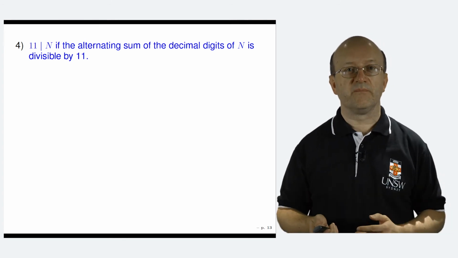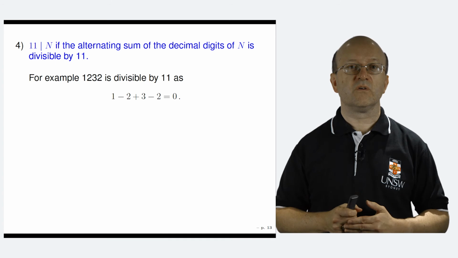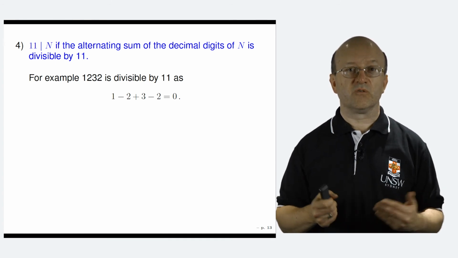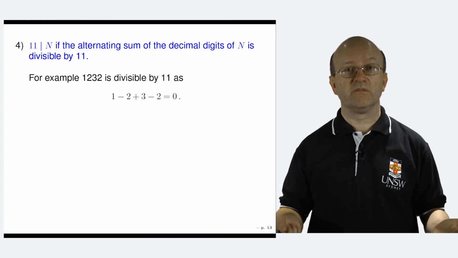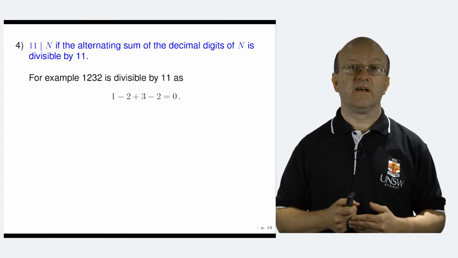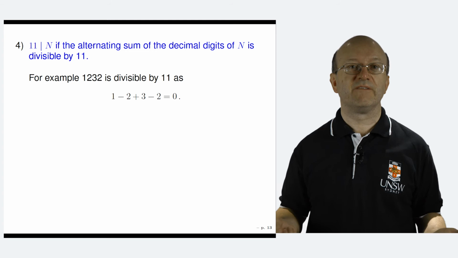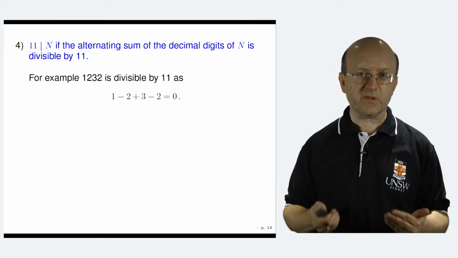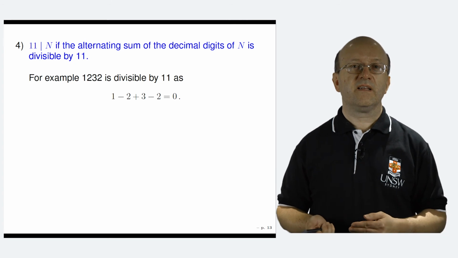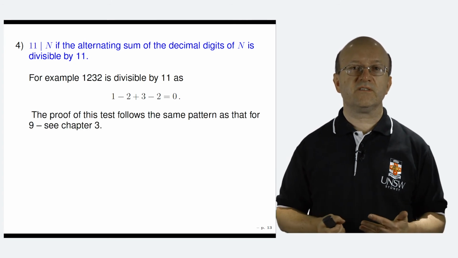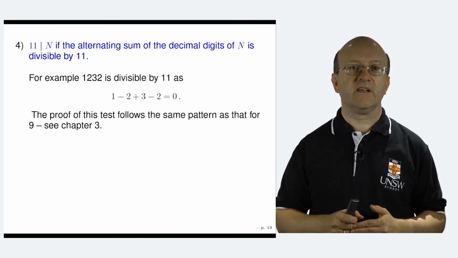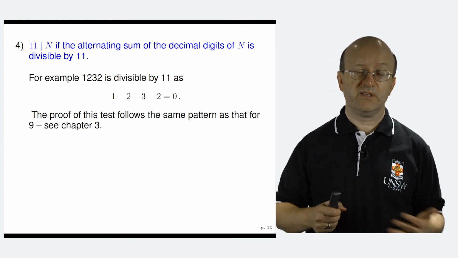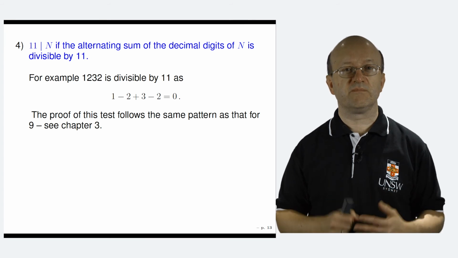It's an alternating sum. So here's an example, 1232. That's divisible by 11, because 1 minus 2 plus 3 minus 2 is 0. And I'll leave you to work out what you get when you divide 1232 by 11. Get your calculator out if you don't believe me, and you'll see you get an integer. Now, the proof of this test follows more or less the same pattern as the proof in Chapter 9, and you'll be able to do that in the material once you've looked at proof theory in Chapter 3.